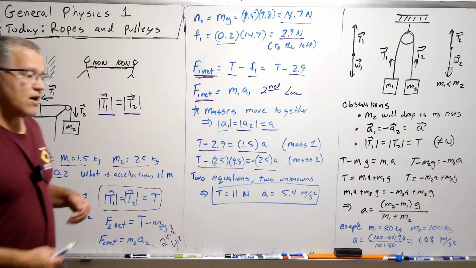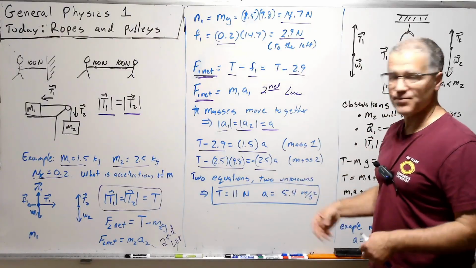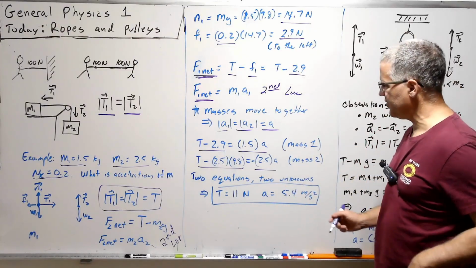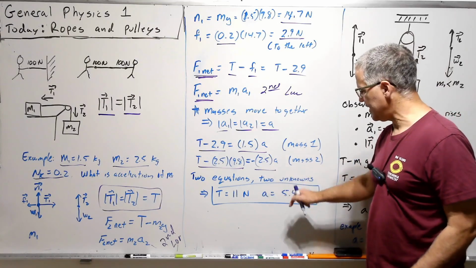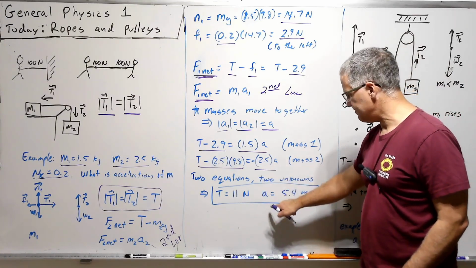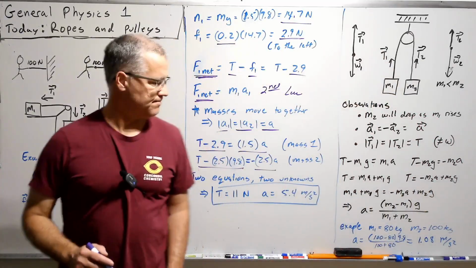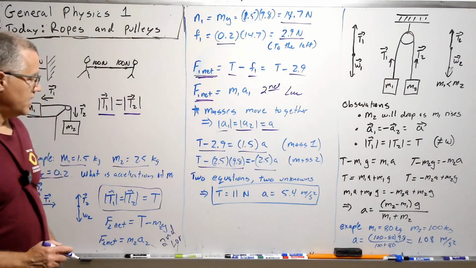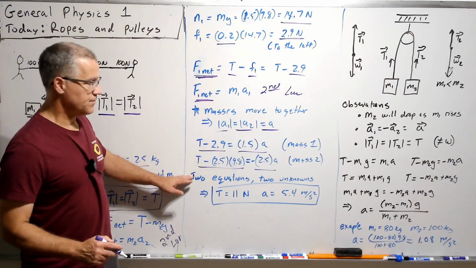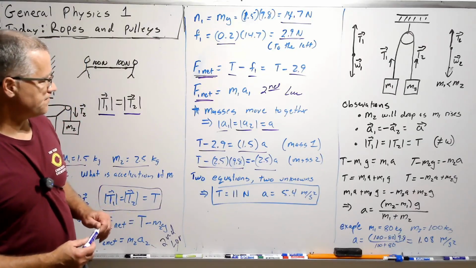And so we have now set up two equations, two unknowns. So back to high school algebra again. I don't think I'll walk through that. You can check my algebra here, see if it's correct or not. But I got 11 newtons and 5.4 meters per second squared. All I did here was two equations, two unknowns. So see if I made a mistake there or if you agree with that.